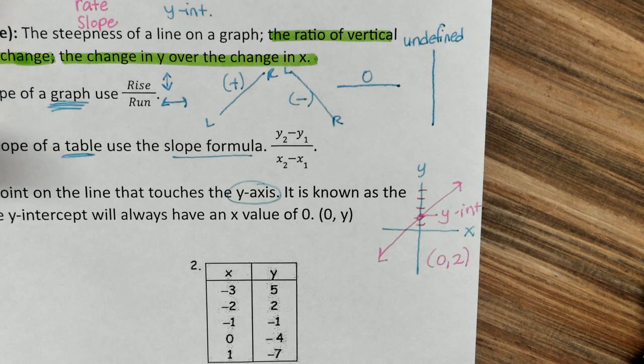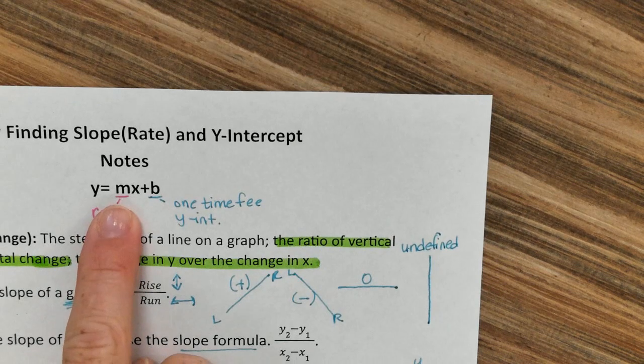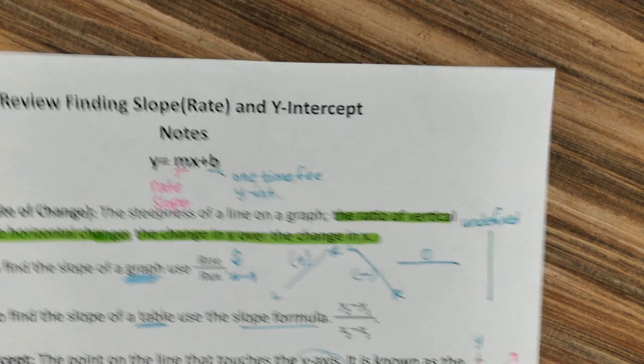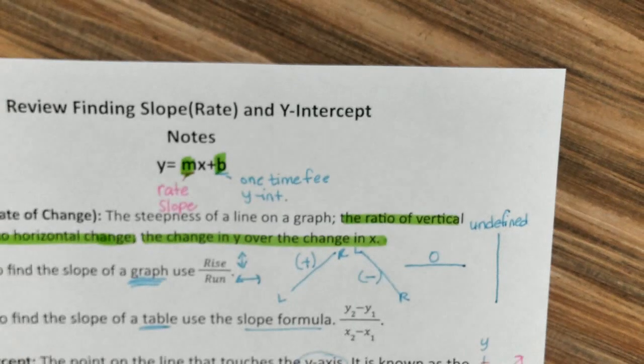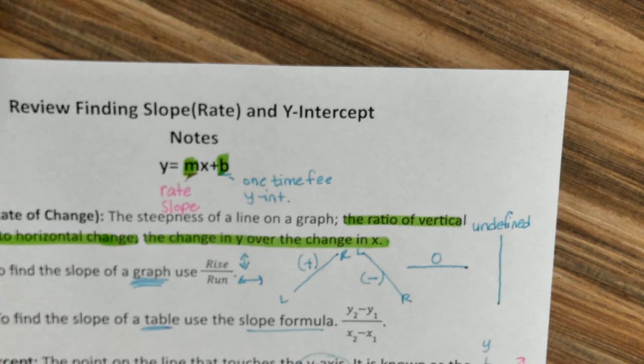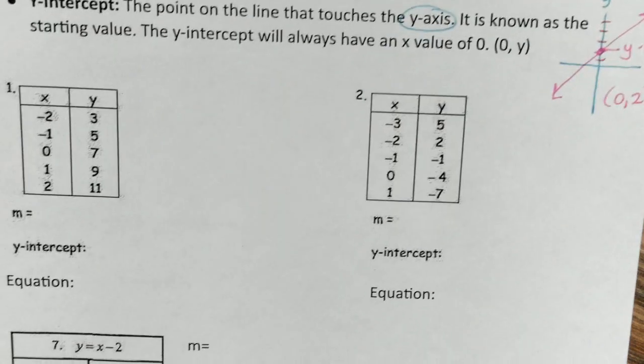Okay. Do you have any questions so far about slope and y-intercept and what they mean? So what we're going to do today is we're going to find the slope and the y-intercept, and then we're going to make an equation out of it that looks like this. So your job is going to be to plug in the slope here and the y-intercept here. All right, let's look at the first example.